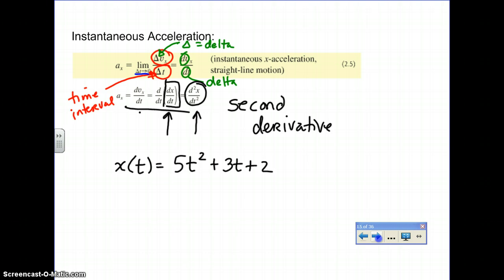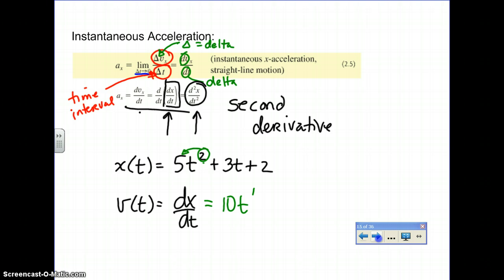If I had a function that describes an object's position, then its velocity can be calculated by using some basic calculus, and that is, its velocity is going to be the derivative of its position over time. And the way we do that, again, is we take the exponent, we multiply it by the coefficient in front, so it's going to be 10t, and then we subtract 1 from whatever the exponent was. So 2 minus 1 is 10t to the first.